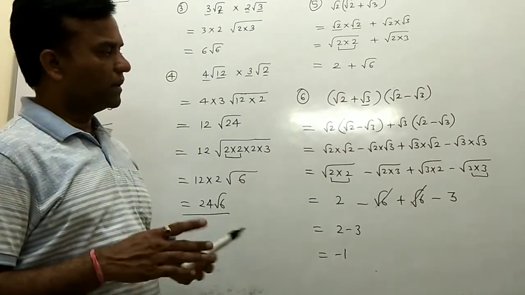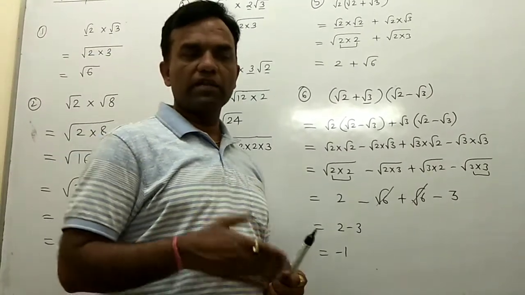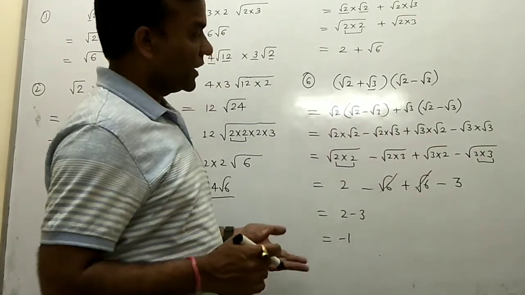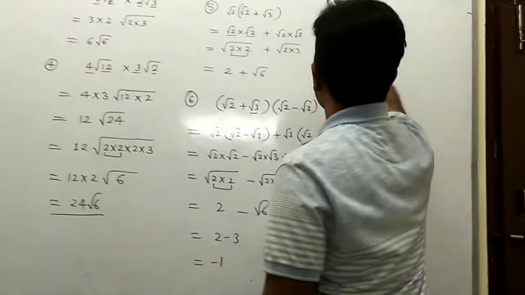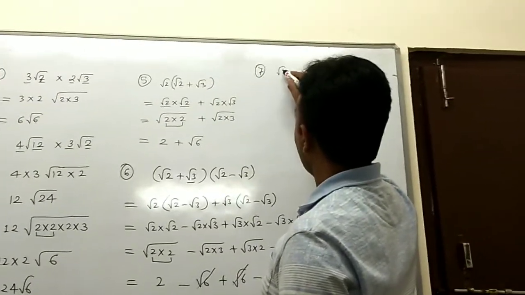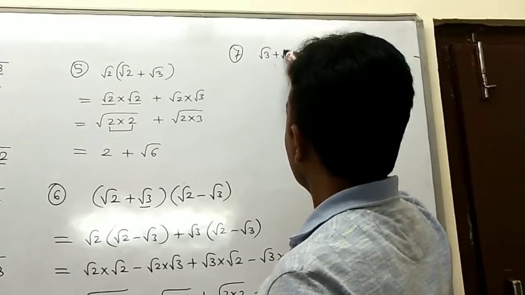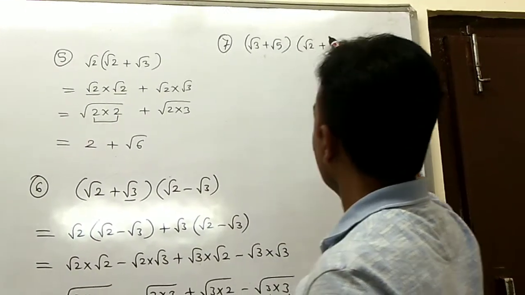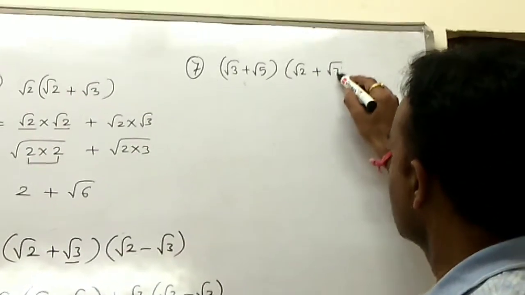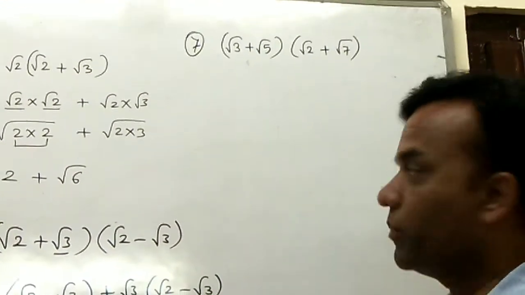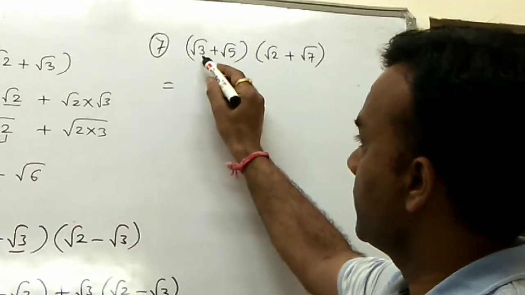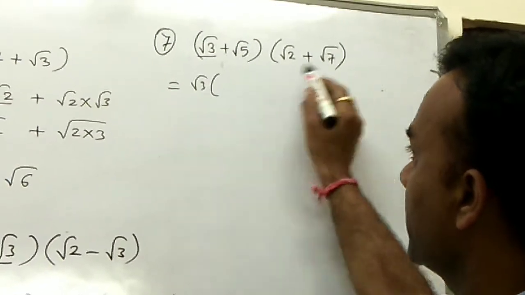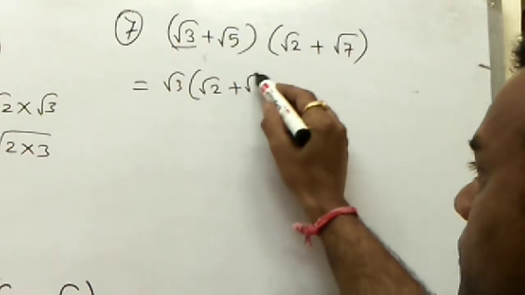Before this we learned about the concept of addition and subtraction. So here we simplify, and after simplifying we write down the answers. Again we take another example with a different pair: root 3 plus root 5, and then another bracket having root 2 plus root 7. There is no number common now, so again you multiply the same way. You choose the first number of the first bracket and put the second bracket as it is, root 2 plus root 7.